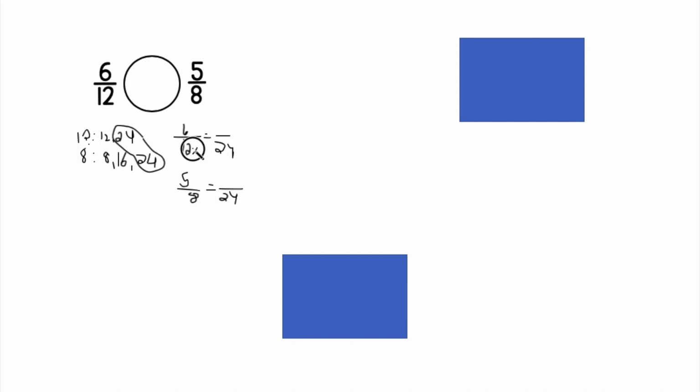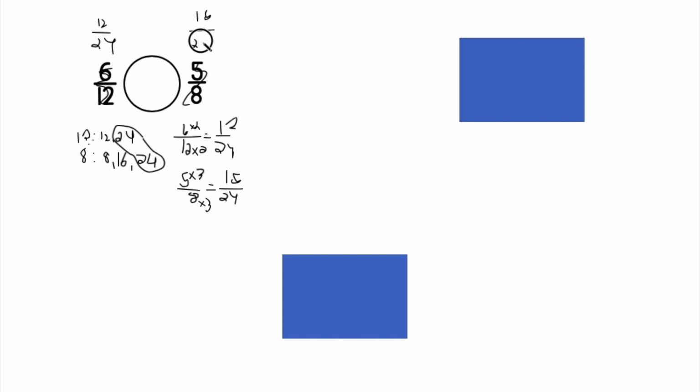So 12 times what equals 24? 12 times 2. Whatever I do to the denominator, I have to do to the numerator. So 6 times 2 equals 12. Now this isn't exactly 6/12 anymore. Now we can view it as 12/24. Okay? Now let's see what 5/8 turns into. 8 times what equals 24? 8 times 3. Whatever I do to the denominator, I have to do to the numerator. So 5 times 3 equals 15. So now this isn't 5/8 anymore, it's actually 15/24.